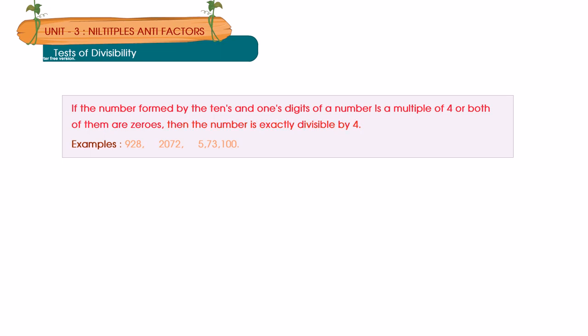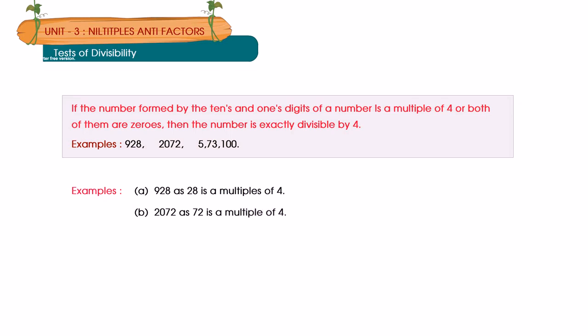Examples: 928, 2072, 5,73,100. A. 928 as 28 is a multiple of 4. B. 2072 as 72 is a multiple of 4. C. 5,73,100 as the tens and ones digits are zeros. D. 91,524 as 24 is a multiple of 4.